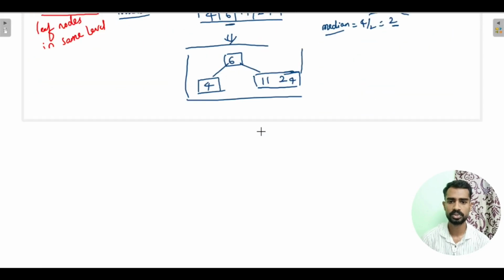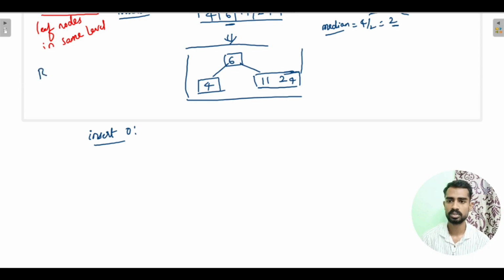So what is the next value? 0. So we'll try inserting 0 now. Here, 0 is smaller than 6, but some of us will ask, sir, why can't we insert 0 right here? So the problem is this.